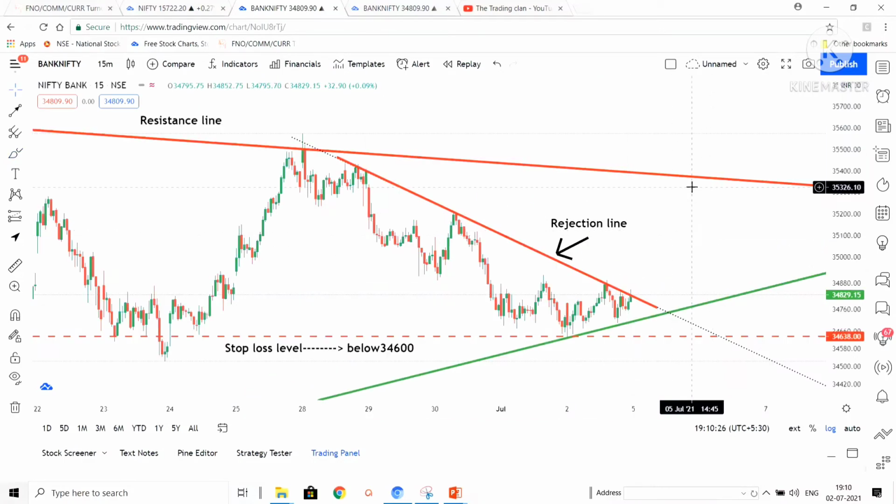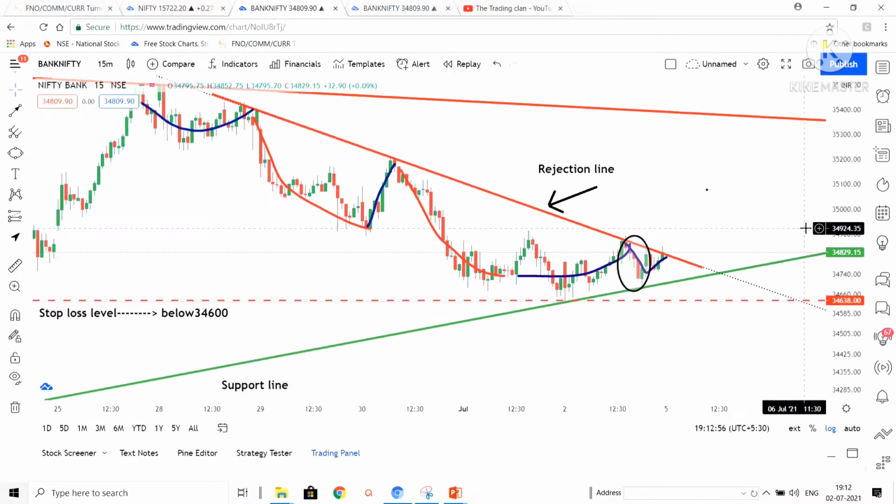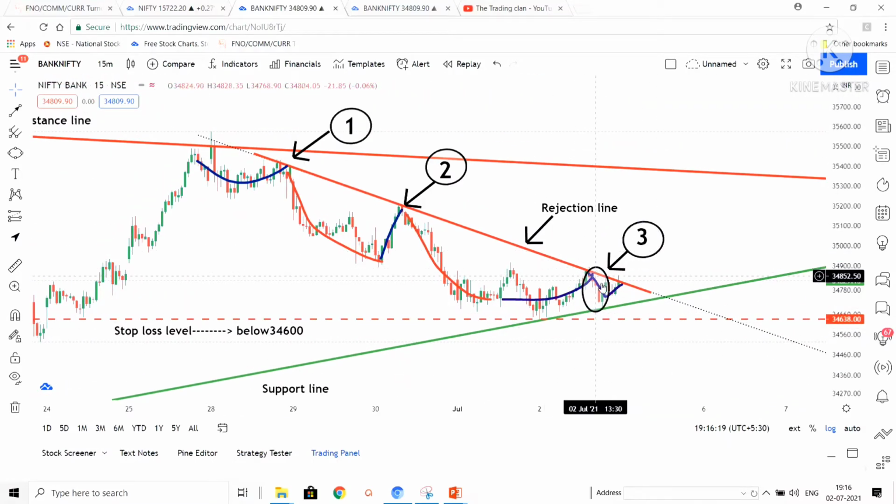One more important thing is this rejection line, because whenever it gets a breakout, we see momentum and we can see power candles. Look at this circled area. Do you understand anything? This is a very important circle. We have to pay attention to it. Why is it so? I will explain now. Now look at the circled area 1, 2 and the third place also.